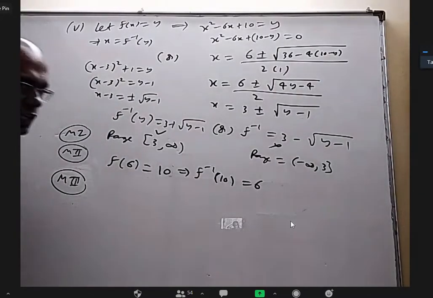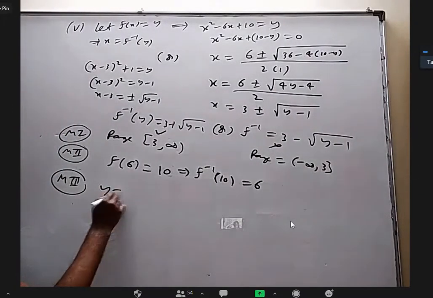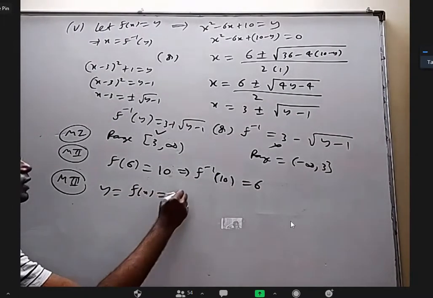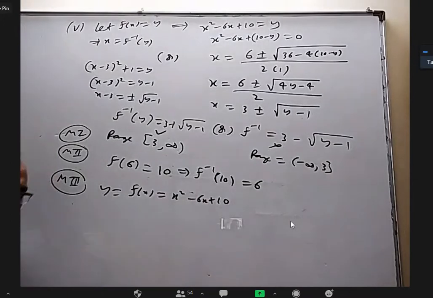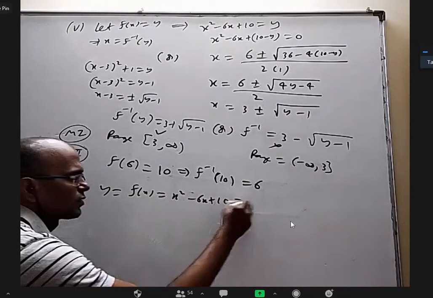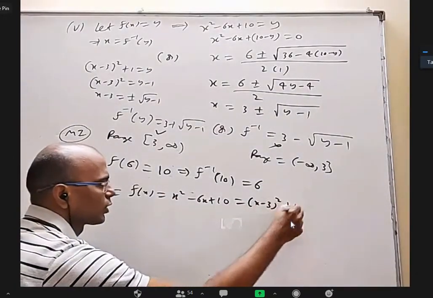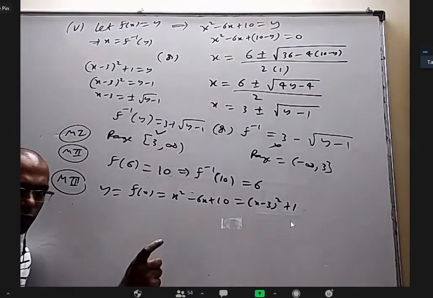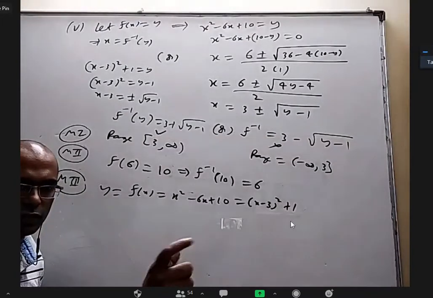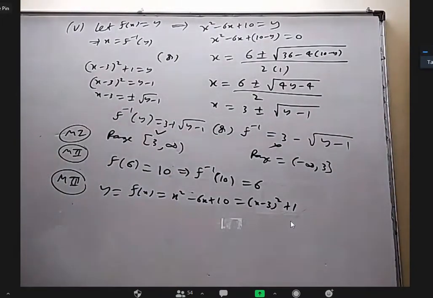What was your original function? y equal to f of x equal to x square minus 6x plus 10. Actually, the graph of this is x minus 3 whole square plus 1. How will you draw the x minus 3 whole square plus 1 graph? Take the x square graph, move it by a horizontal shift of 3 units and a vertical shift of 1 unit.